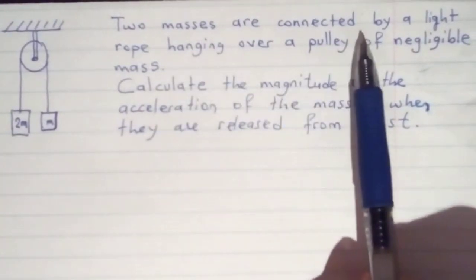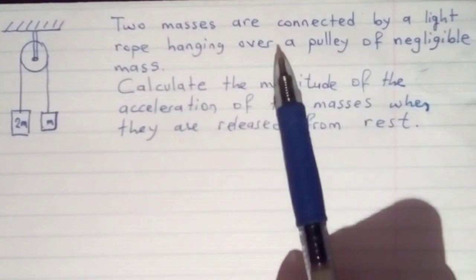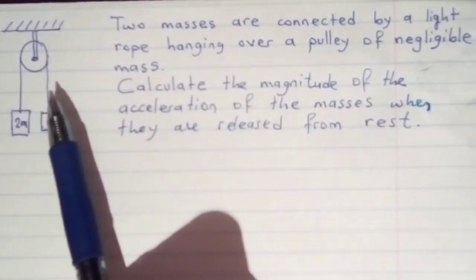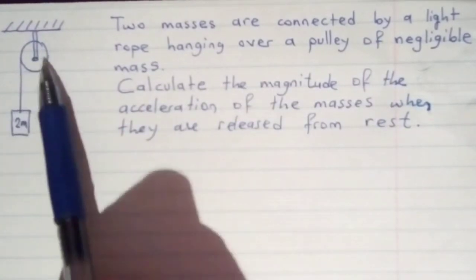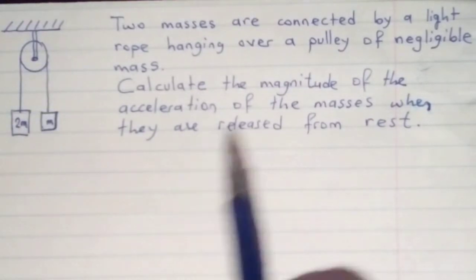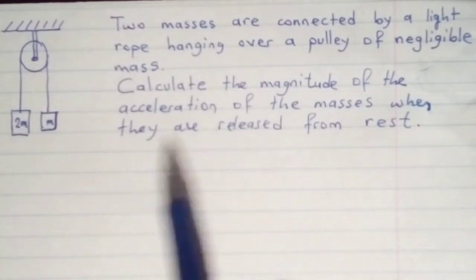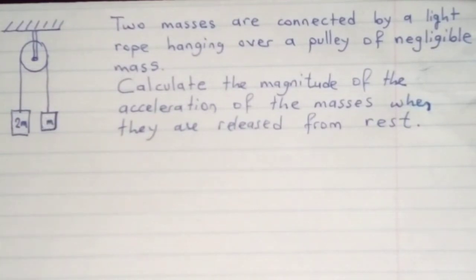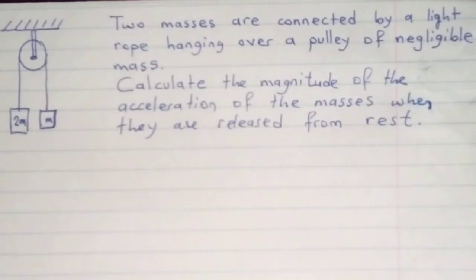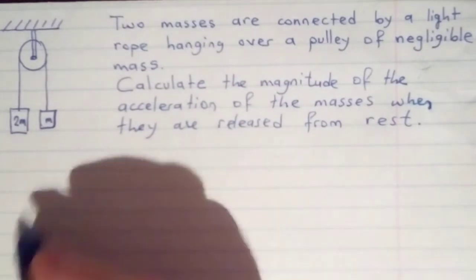Two masses are connected by a light rope hanging over a pulley of negligible mass. Calculate the magnitude of the acceleration of the masses when they are released from rest. First, we start by drawing a free body diagram for each mass.